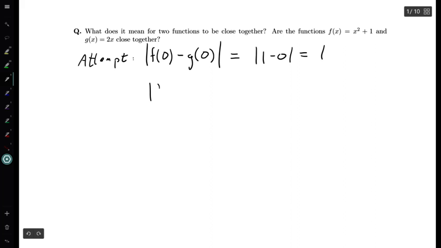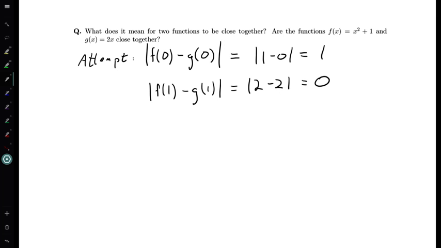So let's maybe try plugging in 1, f of 1 minus g of 1. If we plug 1 into the function f, we get out 2. And if we plug 1 into the function g, we also get out 2. So here we see that at the x value of 1, these functions have the same y value. So in fact, they're very close together. They're as close together as it's possible to be. Maybe let's think about plugging in another number.